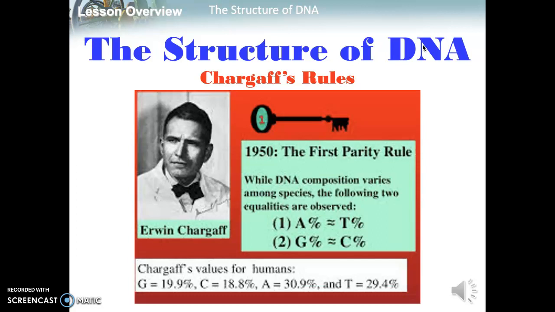This, as I said, today is called Chargaff's rules. Okay, adenine always pairs with thymine, guanine always pairs with cytosine. We also call this complementary base pairing. A complements T, G complements C.